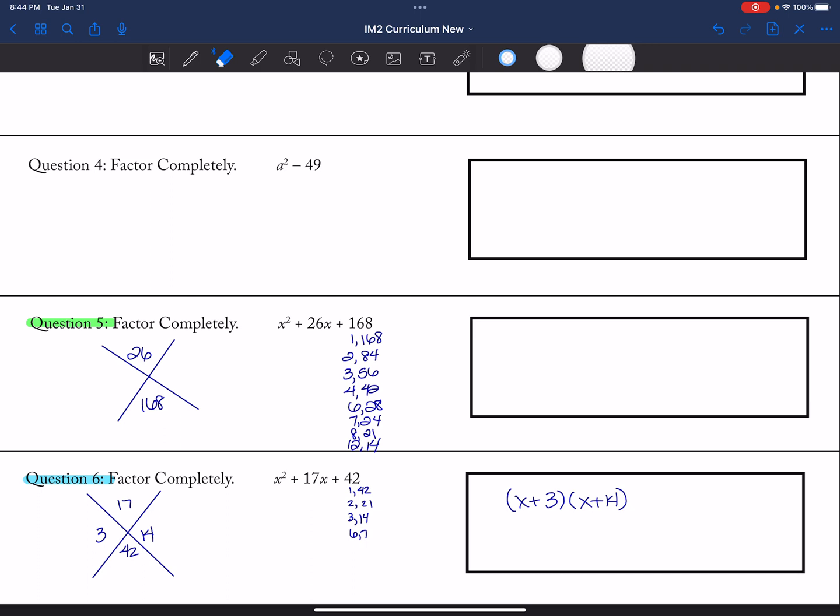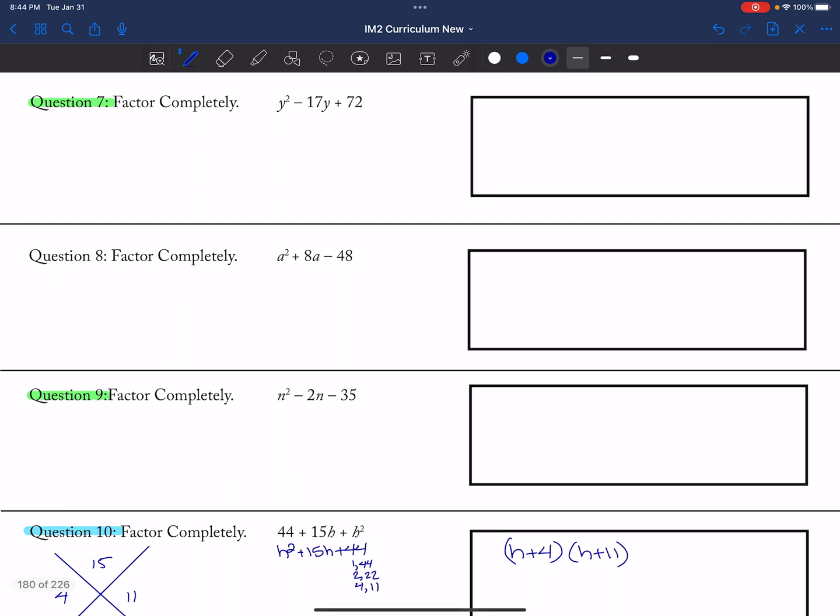It's not going to be a perfect square, so I'm back to 14 again. Okay, so 168. I'm looking for 26. Lucky number 26. Hey, 12 and 14. Look at that. 12 and 14. So this is x plus 12 and x plus 14.